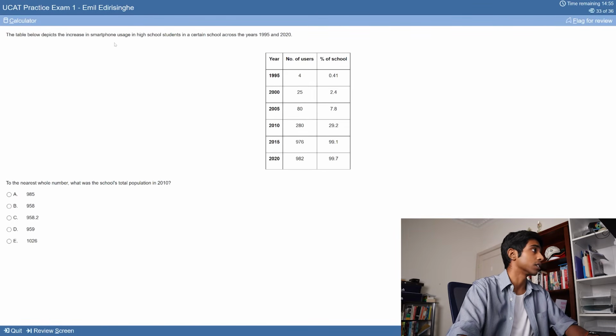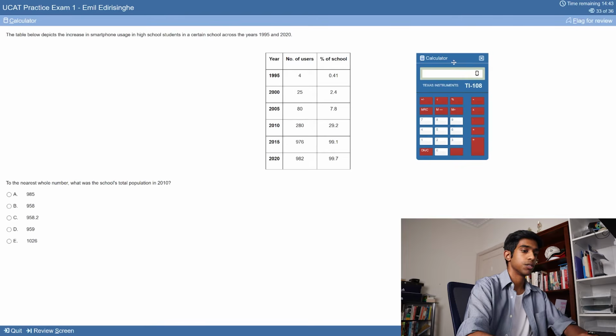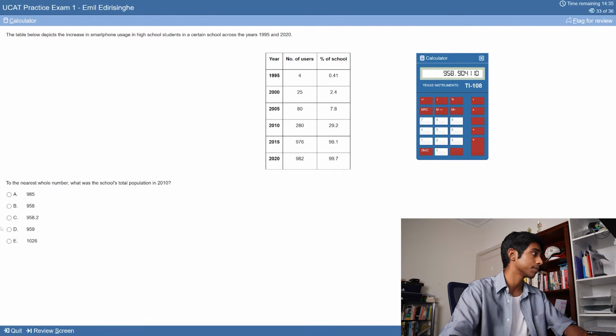Table below depicts increase in smartphone usage. To the nearest whole number, what was the school's population in 2010? So if 280 is 29% of the school, you just do 280 divided by 0.292. Which is 959.